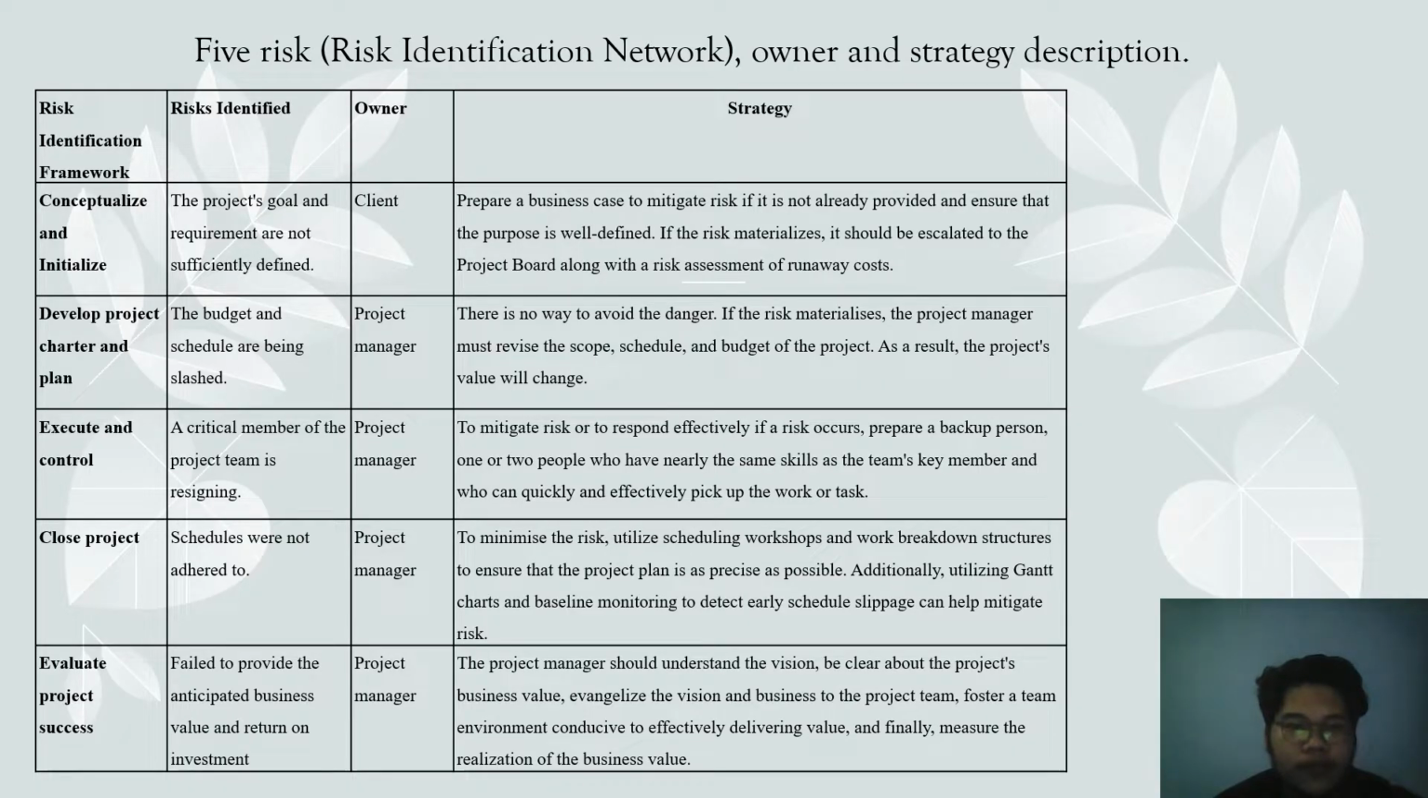And 5 risk identification, network, owner and strategy description. The first risk identification framework is in conceptualize and initialize. The risk identified is the project goals and requirements are not sufficiently defined. The owner of the risk is the client. The strategy is to prepare a business case to mitigate the risk if it's not already provided and ensure that the purpose is well defined. If the risk materializes, it should be escalated to the project board along with the risk assessment of runaway costs.